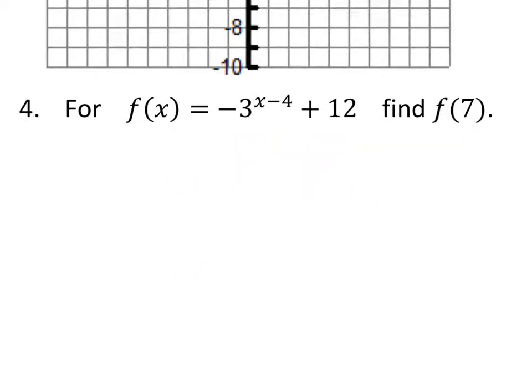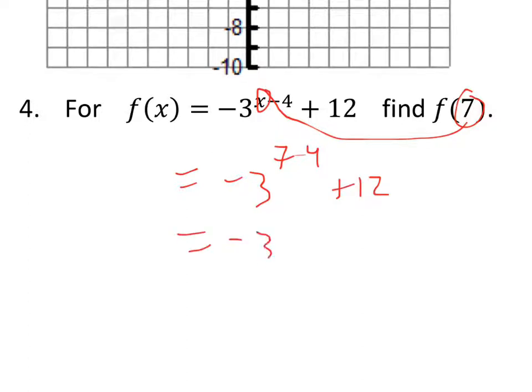On the next one, you're going to take this 7, put it where the x is, and then compute. Negative 3 to the 7 minus 4 power plus 12. 7 minus 4 is 3. 3 to the third is 27. Negative 27 plus 12 is going to give you negative 15.